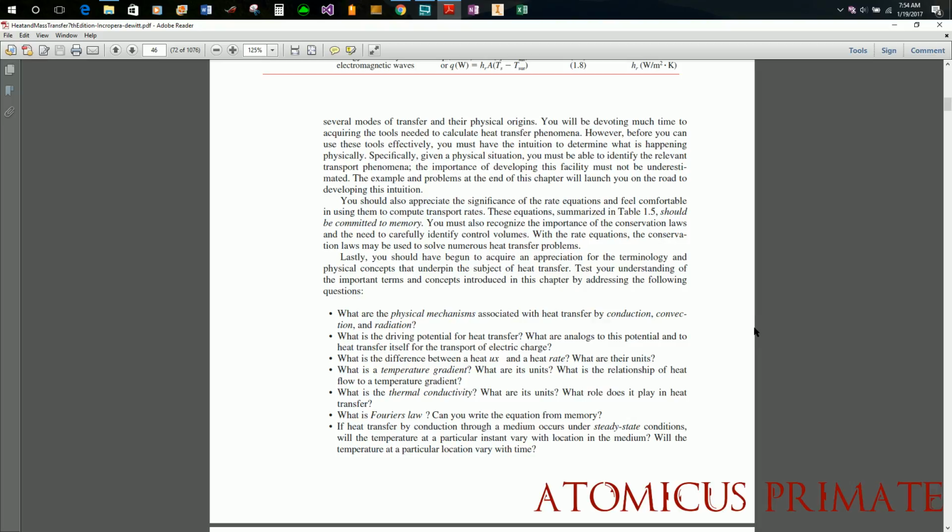What is Fourier's law? Can you write the equation from memory? q double prime equals h delta T over L? Maybe? I don't know. Something like that. I don't know. I think there was... whatever.